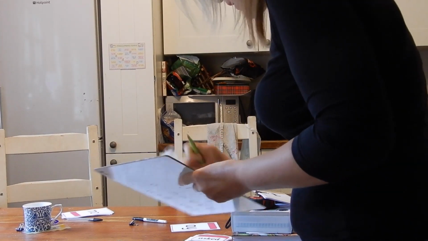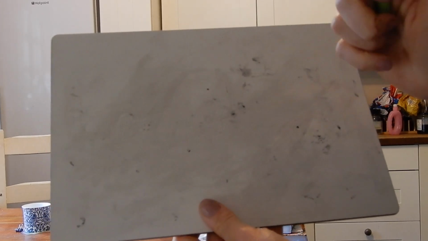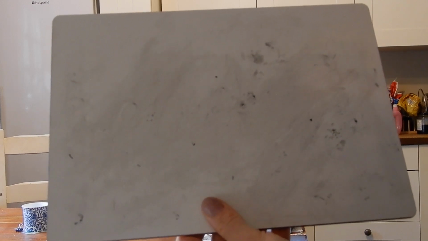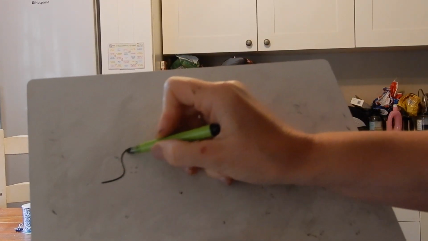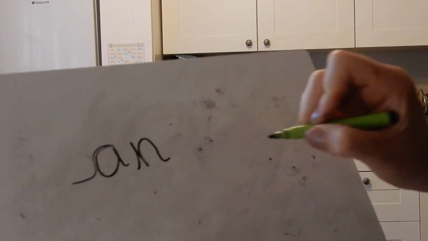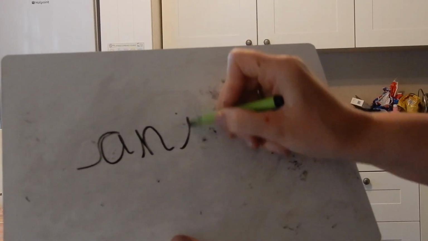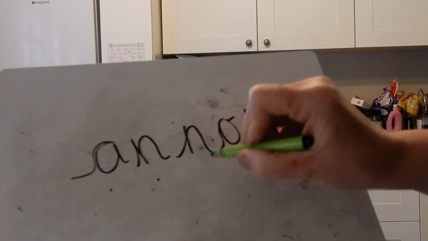Right, last one, let's do annoy. When someone gets on your nerves, they annoy you, annoy. Two syllables, an, noy. Two sounds in the first one, so have a go at writing it now and pause the video if you need to. I'm going to do it now with you. So first syllable, an, two sounds, a and n. So that's our first syllable, an, and then we've got noy. Two sounds in noy, n, and the oi sound. There we go. An, noy, annoy. There it is. Give yourself a pat on the back if you got that one right.